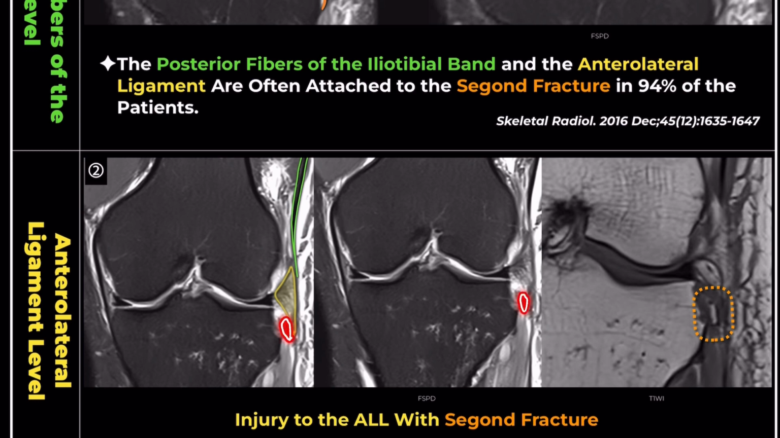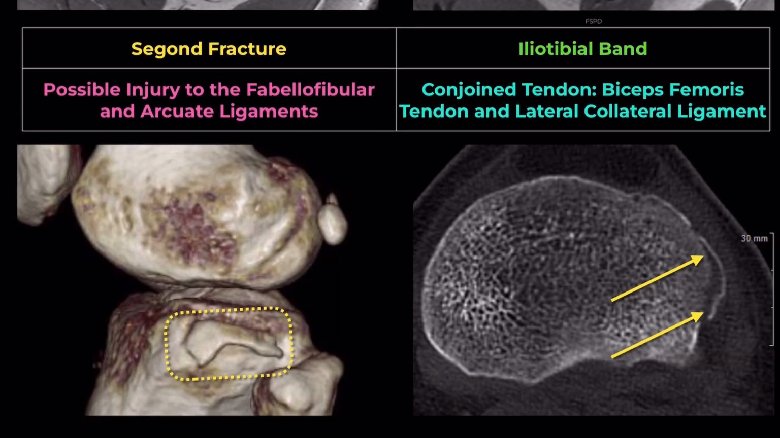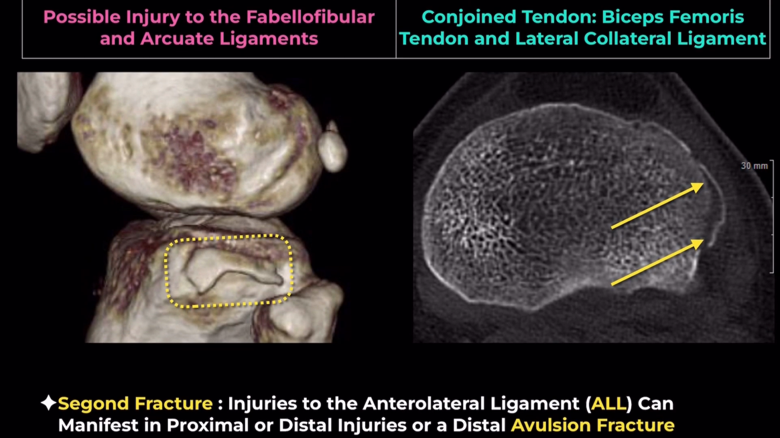Now, small or non-displaced Segond fractures can sometimes be tricky to spot. But in other cases, like the patient images I have here, the fracture fragment can be quite large and obvious. A couple of important points regarding Segond fractures.